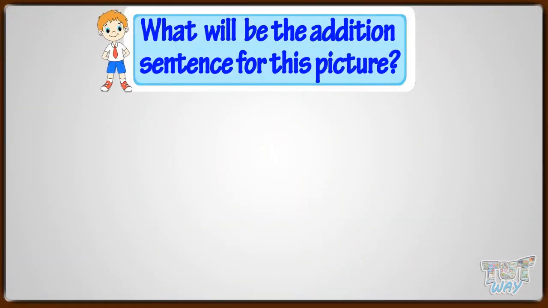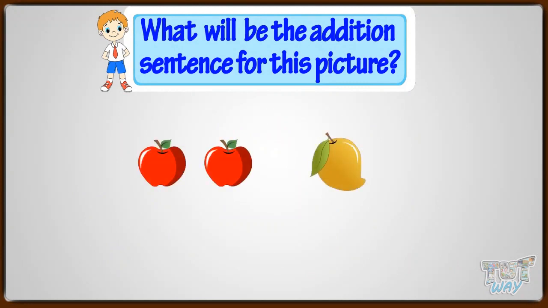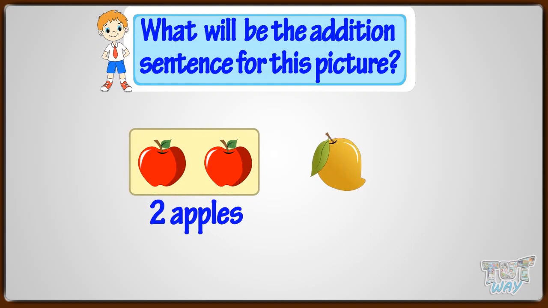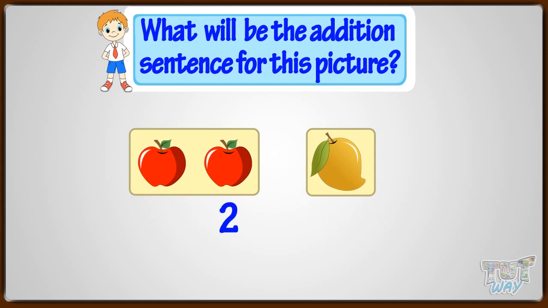What will be the addition sentence for this picture? Here are 2 apples and 1 mango. So first write 2 plus 1. Now count the total number of fruits. Total number of fruits are 3. So write 2 plus 1 equals 3. Good. So the addition sentence for this picture is 2 plus 1 equals 3.